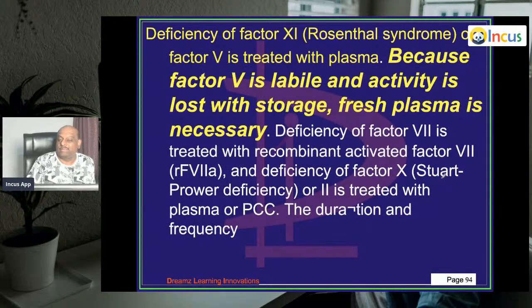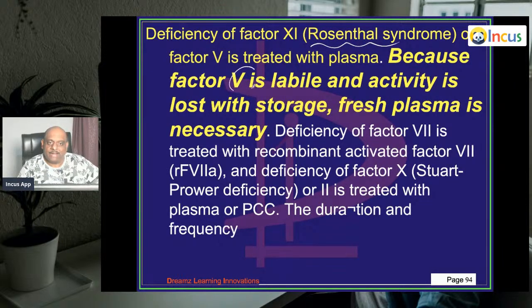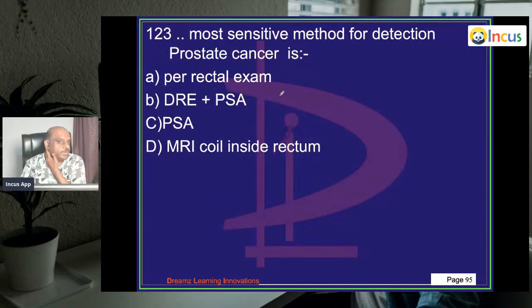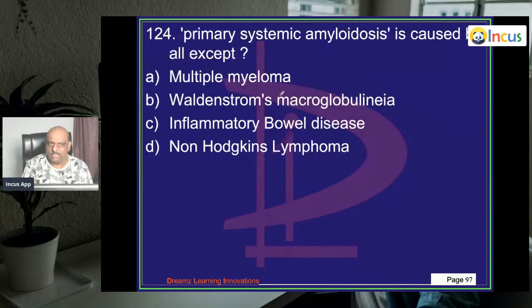Now, doctor, factor 9 deficiency, what is that called? Rosenthal syndrome. And factor 5 is a labile factor. So if you happen to store the blood, then factor 5 deficiency is what you typically see. So what is the most sensitive method for detection of prostate cancer? The digital rectal examination plus PSA is the fastest way.